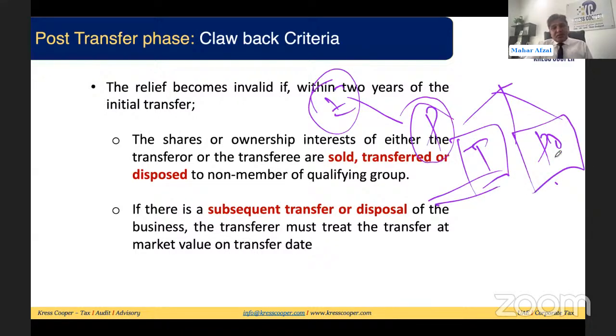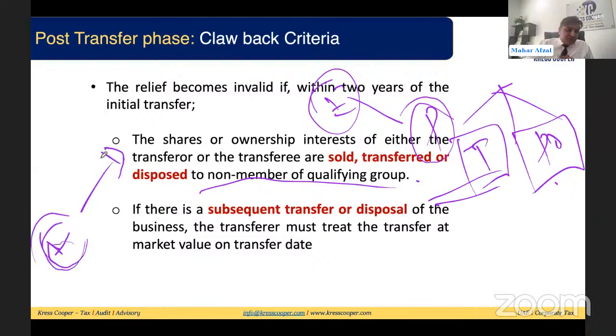In the post-transfer phase, the law requires that for the transferor or the transferee, there should not be any change in the ownership, because if the ownership interest is sold, transferred or disposed of to a non-member, other than a qualifying group member, there should not be any change. Basically, this is party A, party B. This is the transferor, this is the transferee.